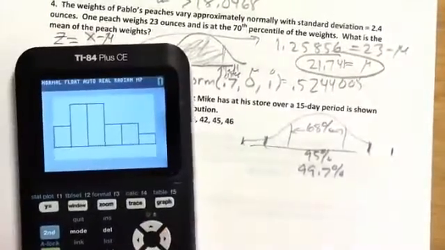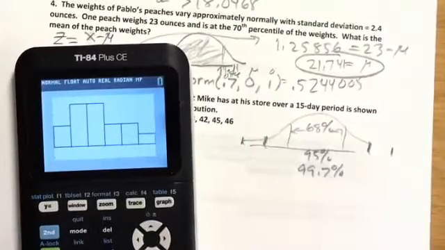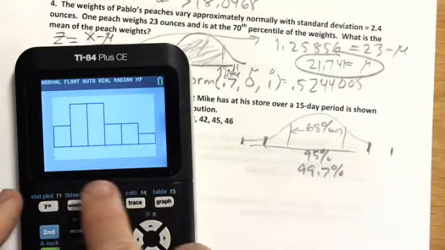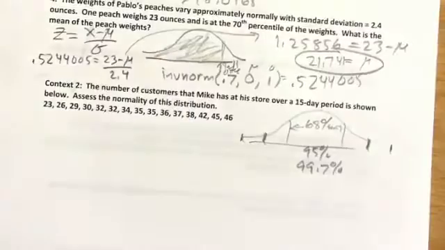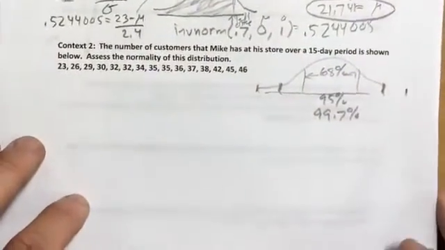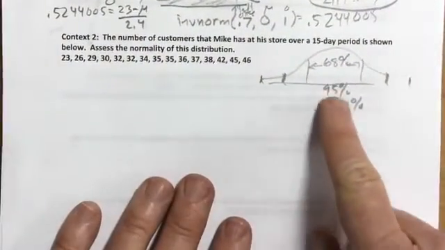But the first thing you do is draw a histogram when you're asked to assess normality, and then talk about, is it mound shaped and symmetrical? And I would say, once again, this is a bit right skewed, but it's somewhat mound shaped and symmetrical.